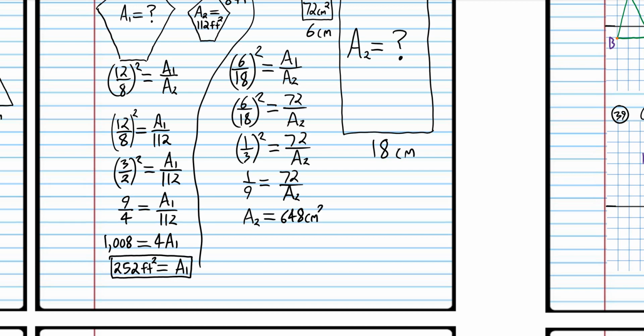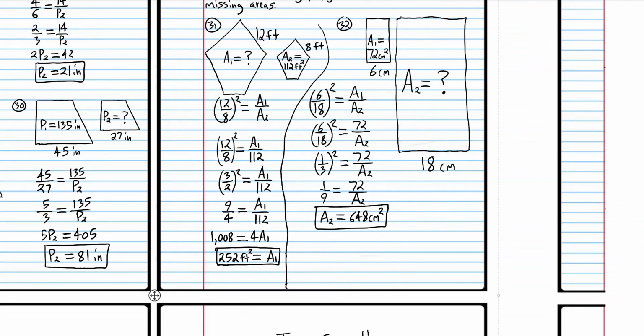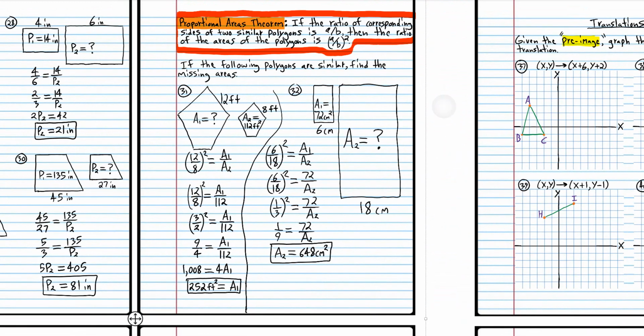We have square centimeters. And by the way, if I didn't remind you, remember, we're dealing with area. That's why the units are squared. Square units are not the same thing as normal units. With square units, you're dealing with squares. With normal units, you're just dealing with length.